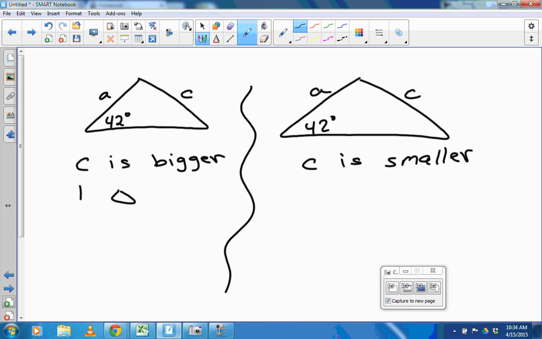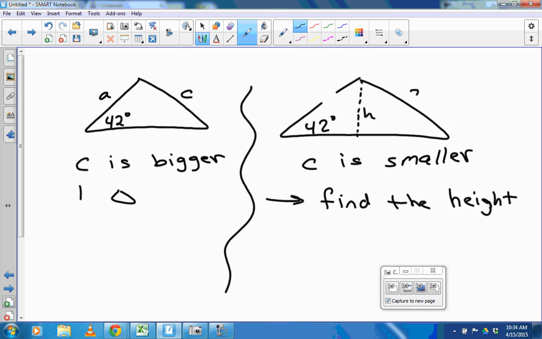What do we have to do? Find the height. You got to find the height by using the right triangle trick. So you'd have to sketch in the height. Now you want to put some numbers in real quick, just to do it. So if C has to be smaller, let's say that C is 7 and that A is 10. So how would we find the height?